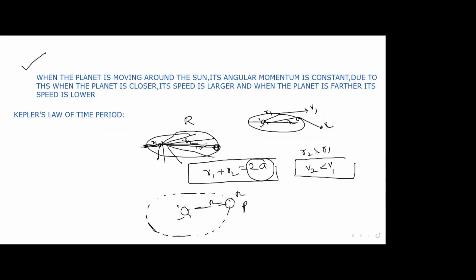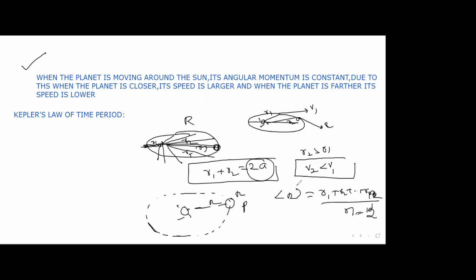R1, R2, R3, R4, and so on. The average radius vector is the sum of all r1 plus r2 plus so on up to rn, divided by n, where n is the number of times we take positions. If you take 10 positions, divide by 10. If you take 12 positions, divide by 12.